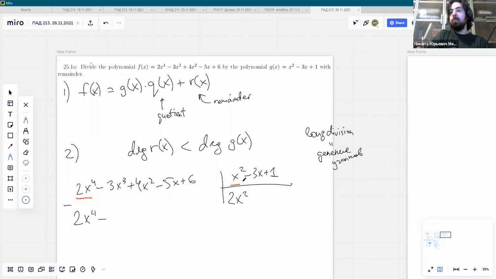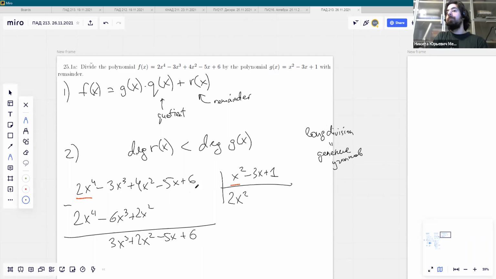So if I multiply this by this, I get 2x fourth, 6x cubed, and 2x squared. Now I can subtract again the way we do it when we're performing the usual division of numbers. Minus 3 minus 6 gets 3x cubed, 4 minus 2 gets 2x squared, and this part I rewrite.